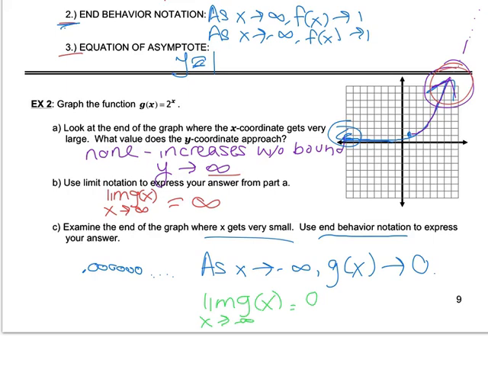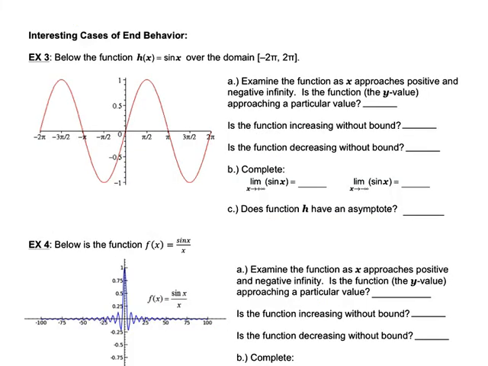Okay, over on the next page, interesting cases of end behavior. And these both occur with trig functions. So I have these functions graphed for you already. This is more about observing what's different about these examples than the other ones. Here on example 3 we have the graph of sine of x. It should look familiar. We've got our sine wave right here, crosses at 0, 0, the period here between 0 and 2 pi.